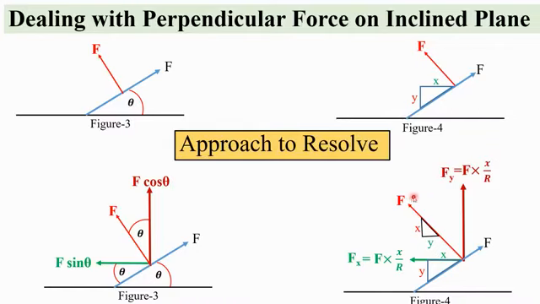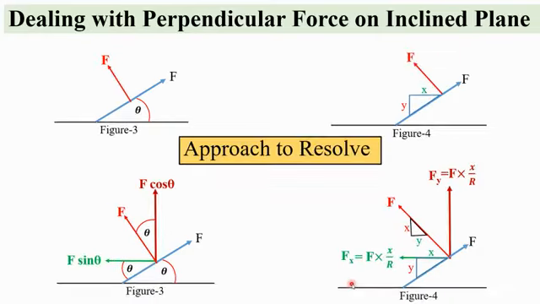Fy will be F by R, as y is vertical, so x will be multiplied, and same is the case with Fx. Fx will be F divided by R into the slope of this side. Sorry, I have made a mistake. This will be y, not x. This is x, okay, because this slope is x and this slope is y, so this will be y. So that's all about the inclined plane force.